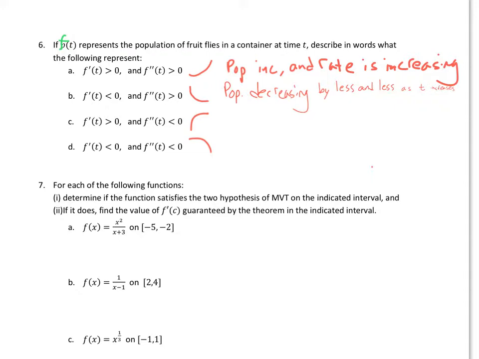All right? Okay? So now we have what's happening here. We're increasing, but we're not increasing as fast. So the population is increasing, but the amount of its increase, or the rate, is getting less, okay? By a smaller rate.